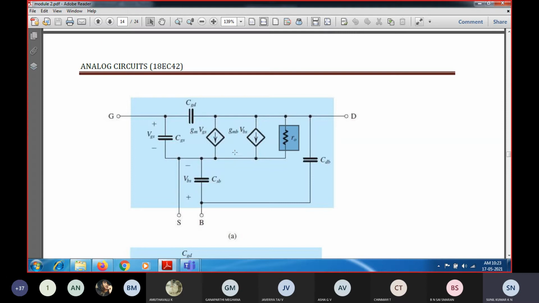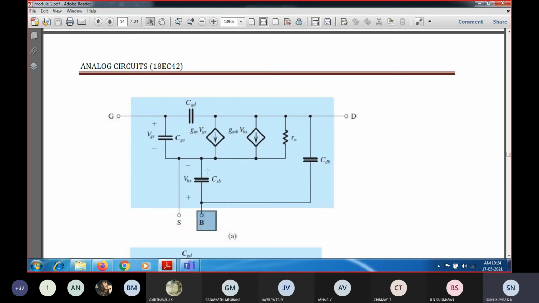Now, for the high frequency equivalent circuit model, what all things are you going to have? You need to have four terminals. One is the gate terminal, another one is the drain terminal, then the source terminal, and another terminal which is called the body terminal. So four terminals now we need to include.